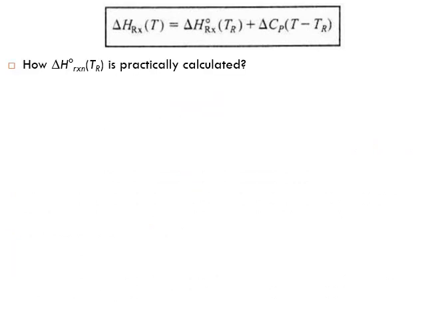Okay, so another question. How is this term here, the standard delta H reaction at the reference temperature, practically calculated? Where do we calculate it from? Do we calculate it from the mathematical definition of delta H reaction, which is summation of nu i h i standard at TR? Well, no, we don't do this.